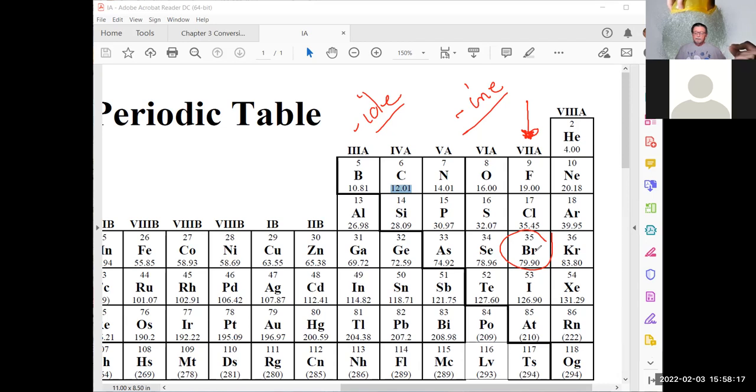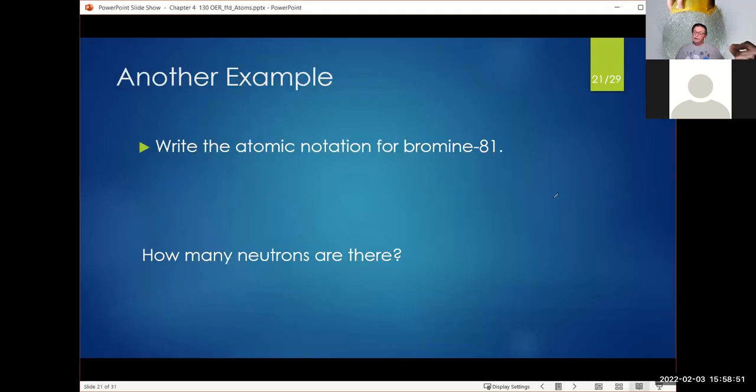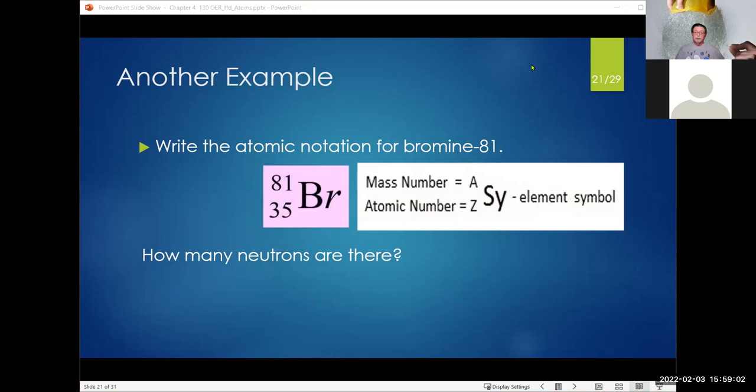So here we've got bromine. Now, based on this, taking its atomic weight of 79.90 and rounding it to the nearest whole number, that tells me that the most common isotope is bromine 80, and its atomic number is 35. It's got 35 protons. Okay, so let's go back to this. And so here we're talking about bromine 81. So again, we are dealing with not the most common isotope. This isotope has a neutron more. Had a senior moment there for a second.